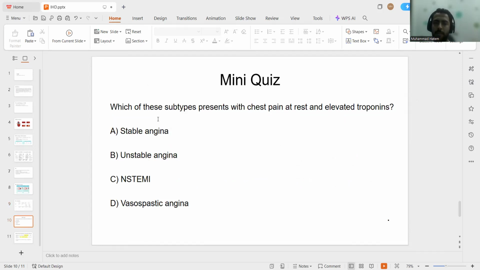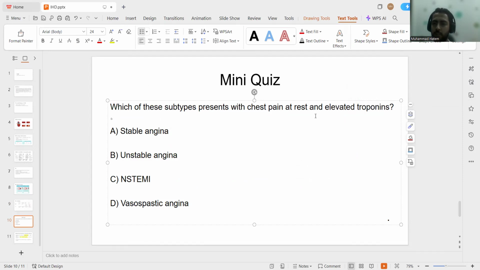So here's a mini quiz. Which of these subtypes presents with chest pain at rest and elevated troponins? If there are elevated troponins, this means there is death of the myocardium. So we'll choose the answer that involves infarction. Vasospastic angina does not involve infarction, neither does unstable angina, nor stable angina. So the right answer would be non-STEMI.